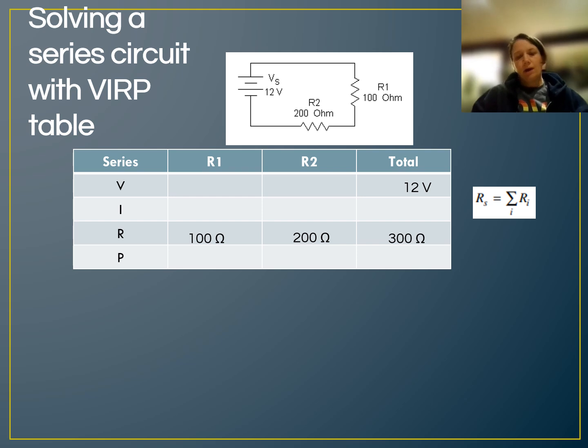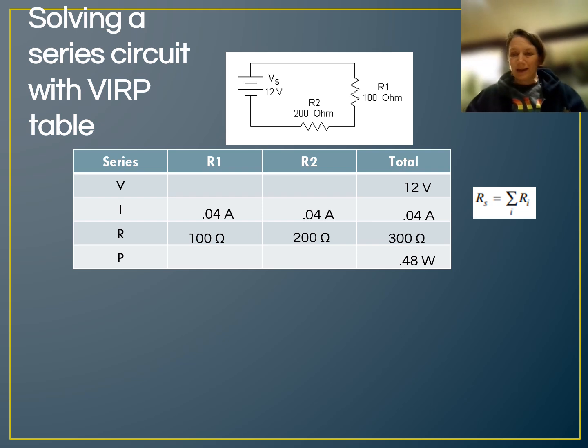The goal is to fill out the entire table, but what you should know is that anytime you can get 2 known values in a single column, then my Ohm's law and my power equation work to solve the other 2. So once I've got those 2, I can use I equals V over R to solve for the current that's coming out of the battery, and P equals IV to find the power.